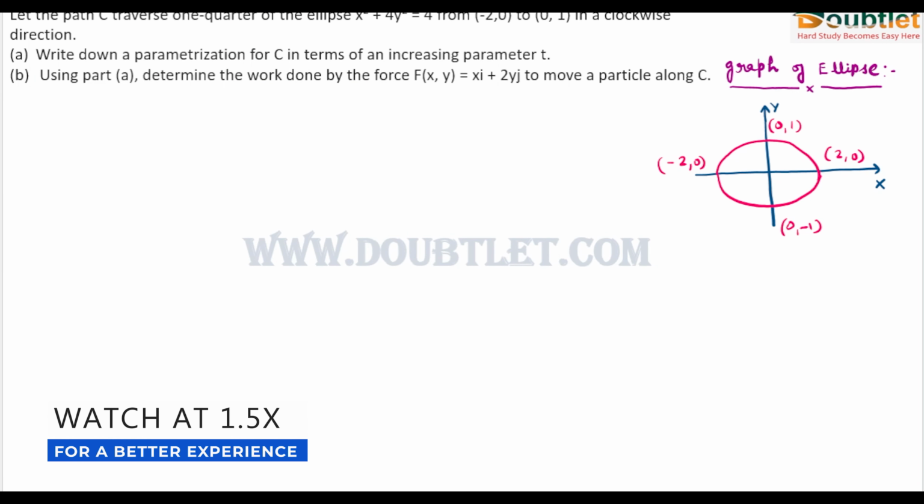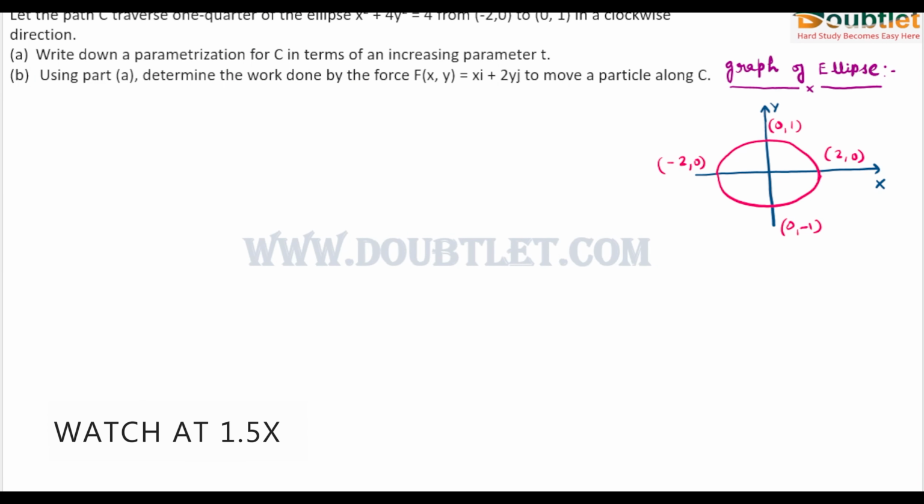So in this question we will learn about parametrization of any curve and how to find the work done by the force field along that particle, along that curve. So basically the question given is that the CBA path is the 1/4 of the ellipse, that is x square plus 4y square is equal to 4 from minus 2 comma 0 to 0 comma 1 in clockwise direction. So here I have already made the sketch of this ellipse.